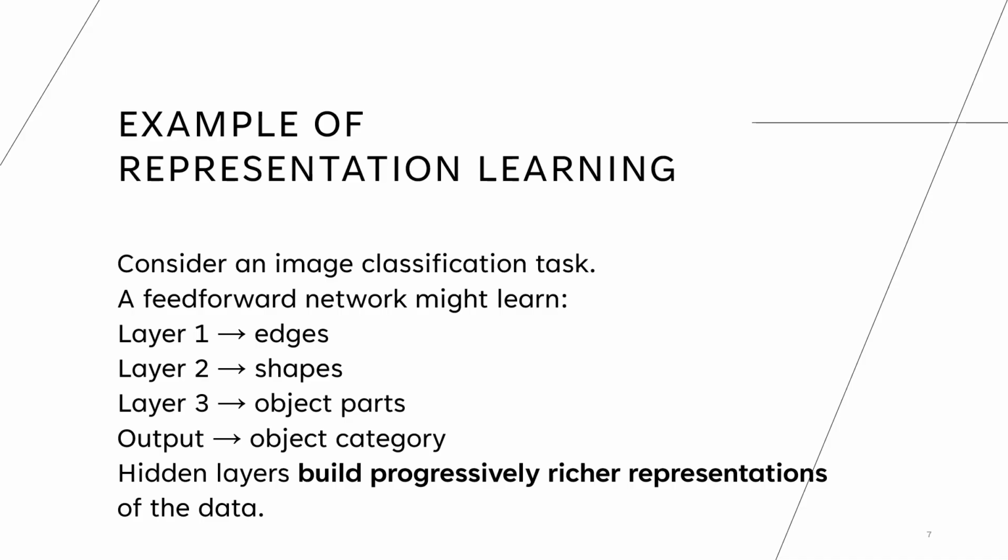In deeper layers, the network may begin identifying parts of objects, such as wheels, faces, or corners. Finally, the output layer uses all of these learned features to determine the most likely category of the object in the image. Through this process, hidden layers gradually build richer and more meaningful representations of the data. Each layer adds another level of understanding, allowing the network to move from simple patterns to complex concepts.